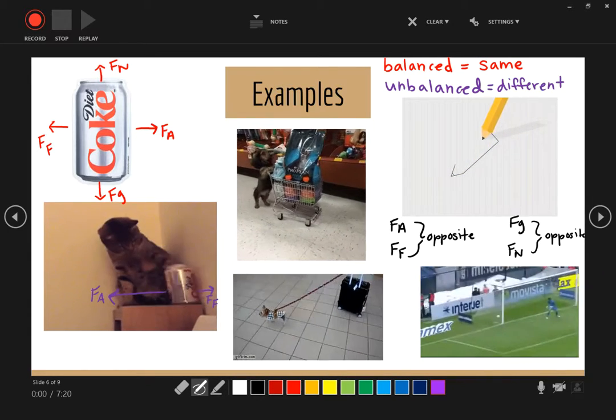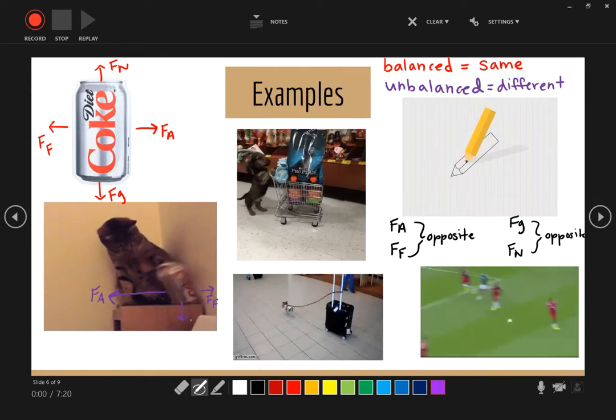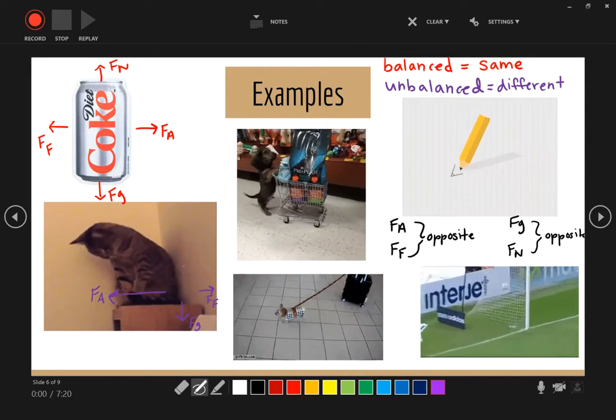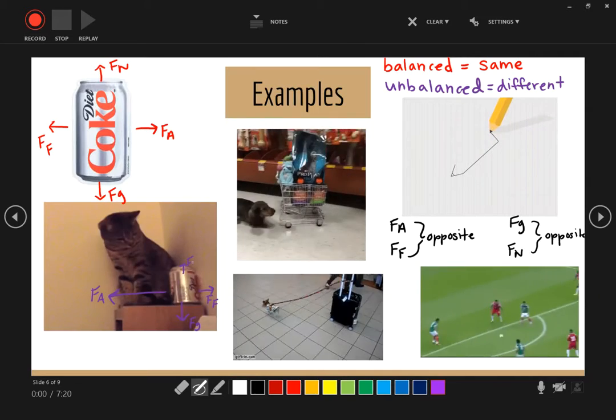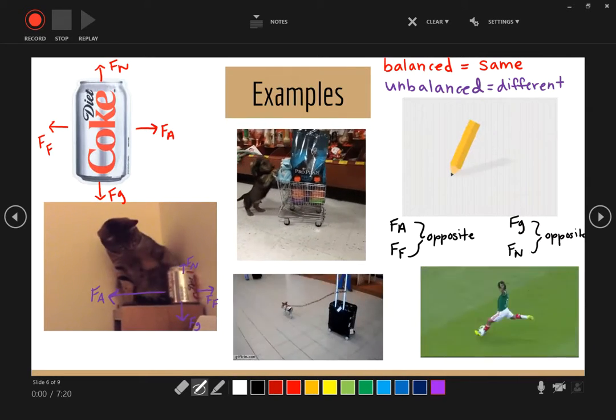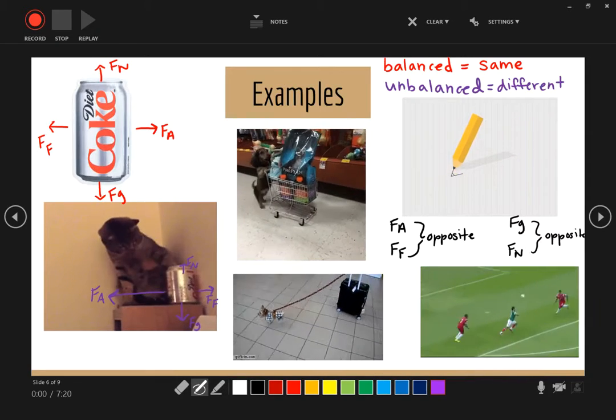What force always acts downwards? That would be force of gravity. And what's acting upwards? Force normal. And what's winning out, normal or gravity? Gravity is clearly winning as our can goes towards the floor.